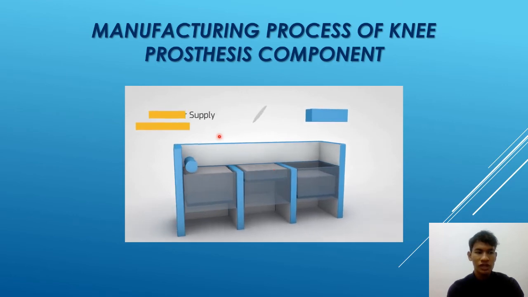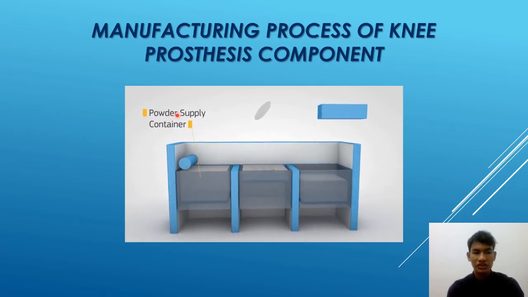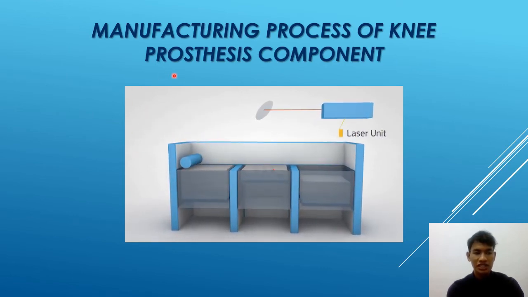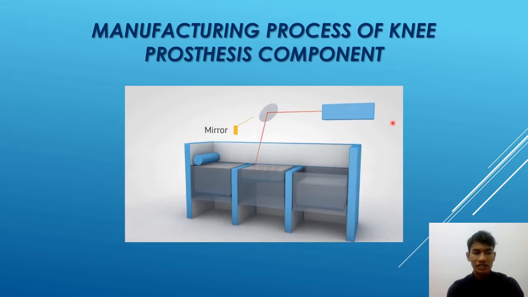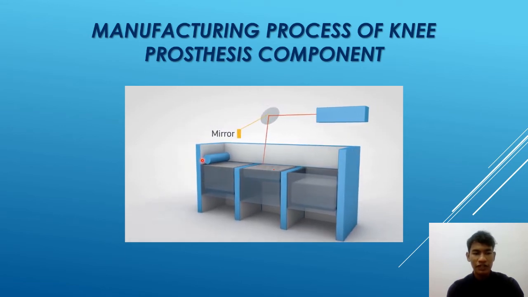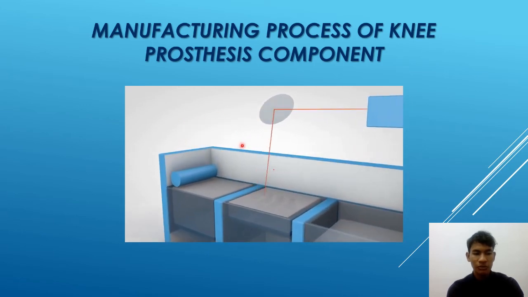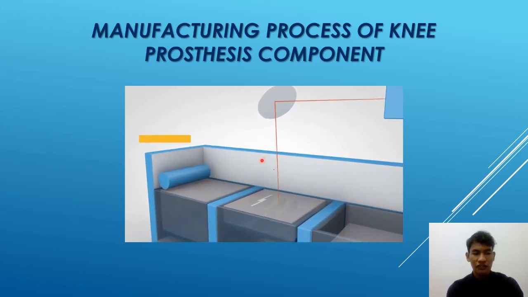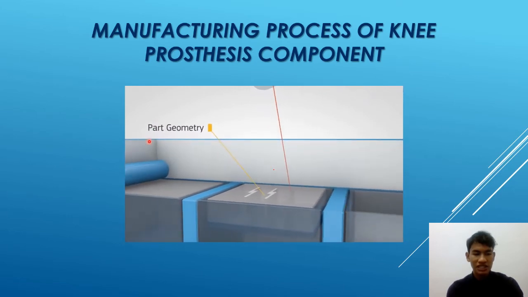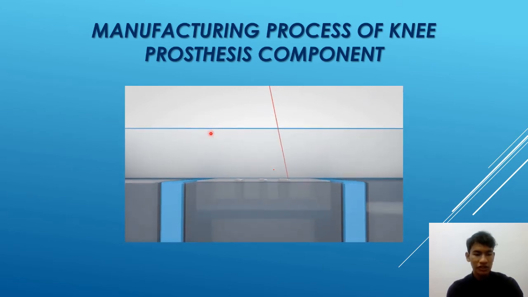First of all, once the metal powder is inserted into the supply container and digital instructions are given to the program, the laser unit directs a high power beam to a reflective mirror. The galvo motor system will focus the beam to the powder surface. Each layer of part geometry is then sintered to a heated bed of nylon.